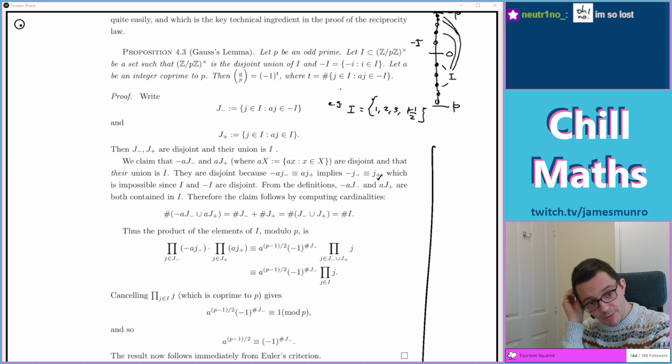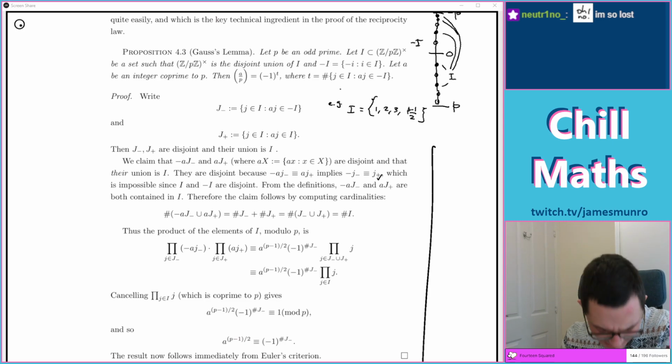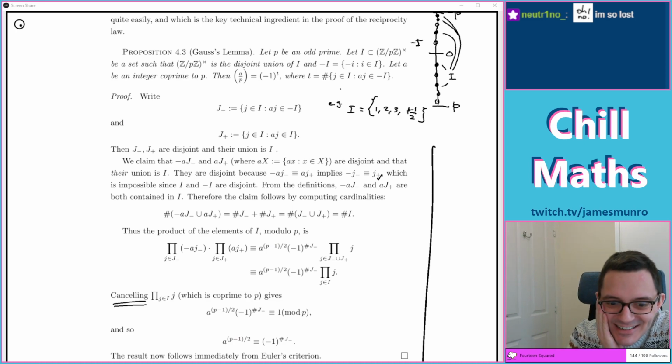There's a square at the bottom. My plan is to get to the square and start working backwards. Cancelling. Where's the other one? Cancelling is what I say when it appears on both sides, right? Gauss is too clever. Just too clever. Co-prime to p. It's being multiplied, so we're going to try and multiply by the inverse.